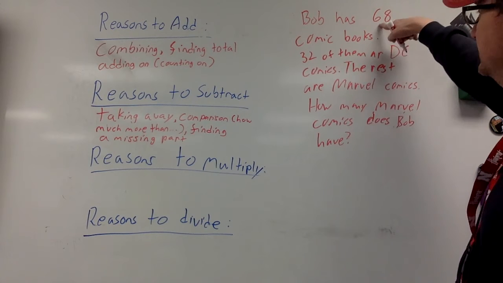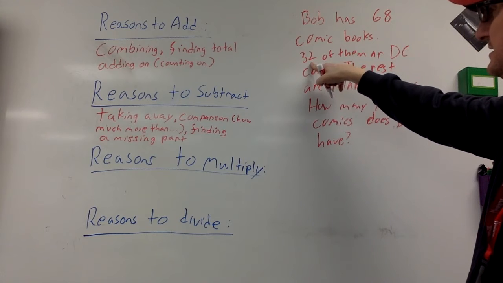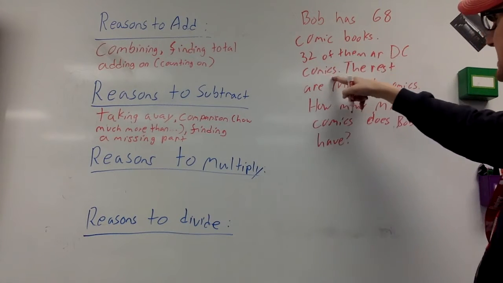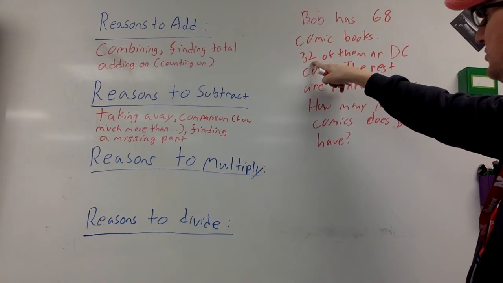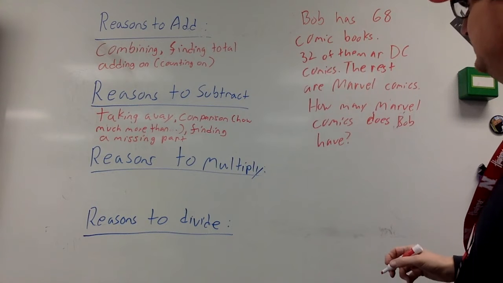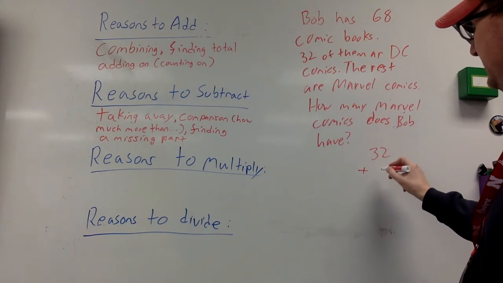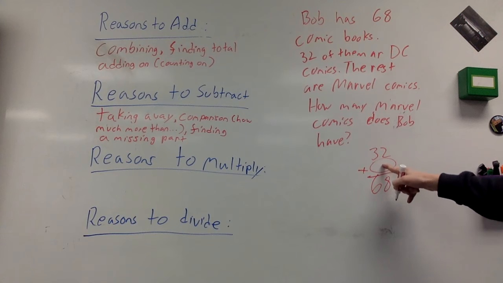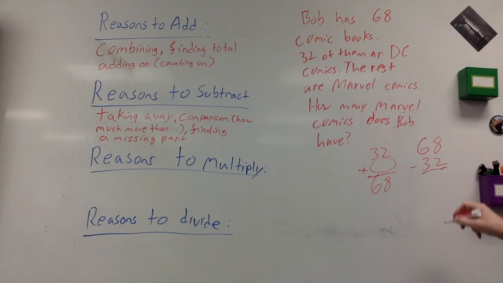So if you look, we know the total. He's got 68 total comic books. We know what part of it is, 32 of them. But we don't know the other part. The other part is Marvel. Part of his comic books are DC comics. The other part are Marvel comics. So basically, if you took the DC comics and added them with the Marvel comics, whatever that is, you would have 68 comics. So you're finding this missing part here. So the way to find a missing part, take the total and subtract the part that you already have. And then you'll find the missing part.